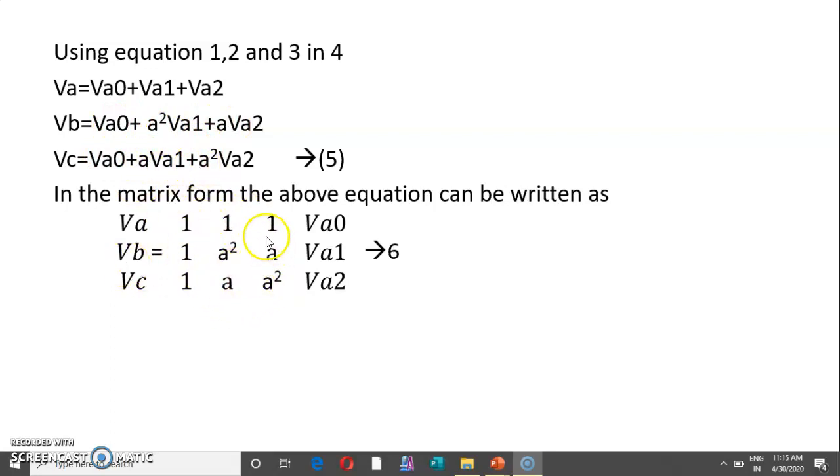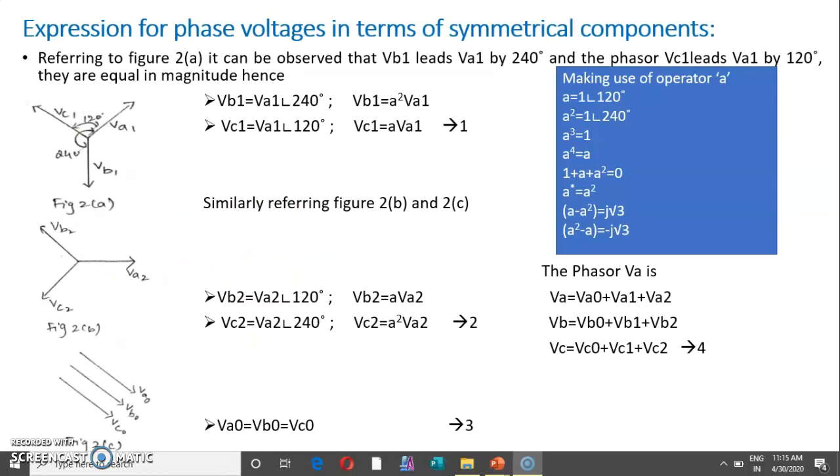This is a 3 cross 3 matrix. This is a column matrix. This is one more column matrix. So you have to remember this equation form in the problems. This is very important, and this derivation is also very important. Following this, we will do one more derivation, where now we know how the phase voltages are converted into symmetrical components.